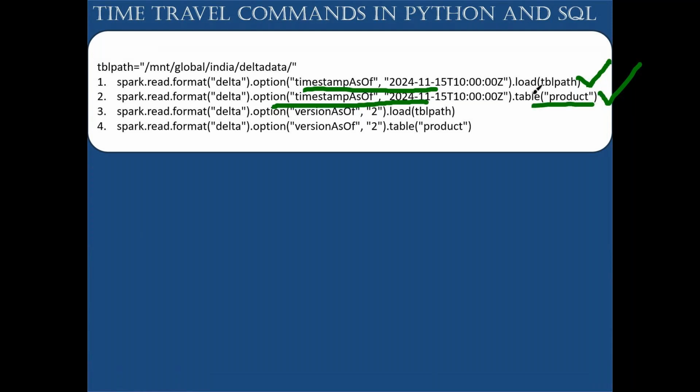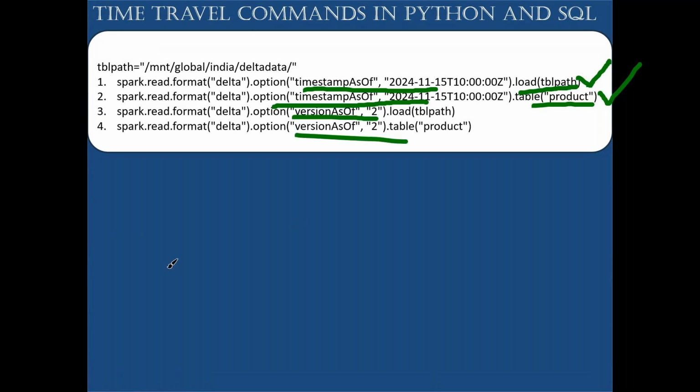So same I am asking from the location, because if it is an external table, this will be pointing to some path, right? That path I can give and I can read it. Both will give the same result. Now here, this is basically based on the timestamp. This is basically based on version.